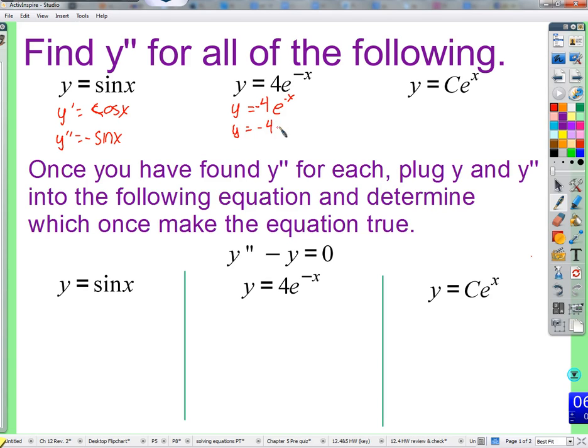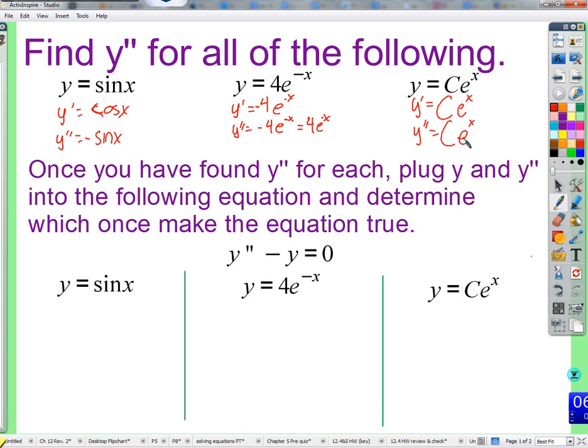We have negative 4 times e to the negative x times the derivative of negative x, which gives us positive 4 e to the negative x. And then we get the constant times the derivative. Y double prime is just the constant times the derivative again. We can take the derivative of this forever and just always get the same thing.